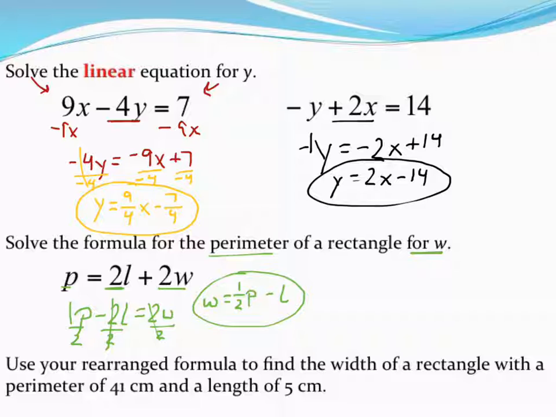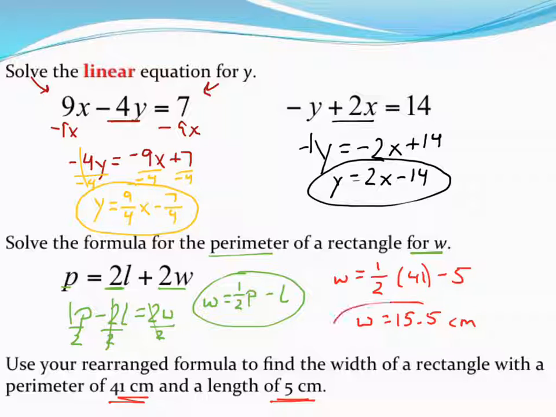And then they've gone and asked me to do one more thing here at the bottom. They say, go ahead and use your formula, find the width of a rectangle that has a perimeter of 41 centimeters and a length of 5 centimeters. So they're just basically saying plug these values in and find a new width. So I'll have w equals 1/2 times the perimeter, which is 1/2 times 41. And then according to my equation, I'm going to subtract 5 from that. When I do the work on that, I end up with a final width of 15.5, and then include a label. It looks like we're in centimeters, so a width of 15.5 centimeters.